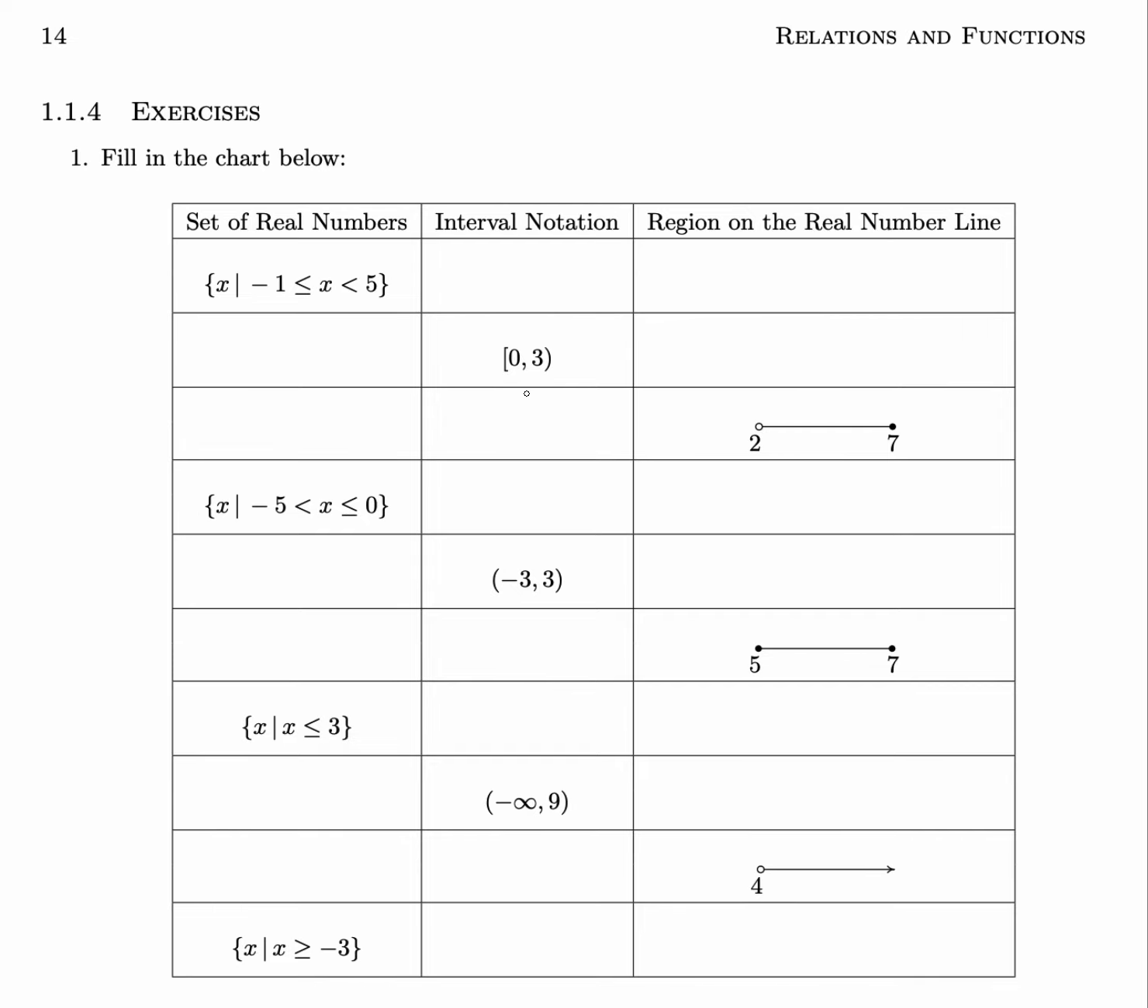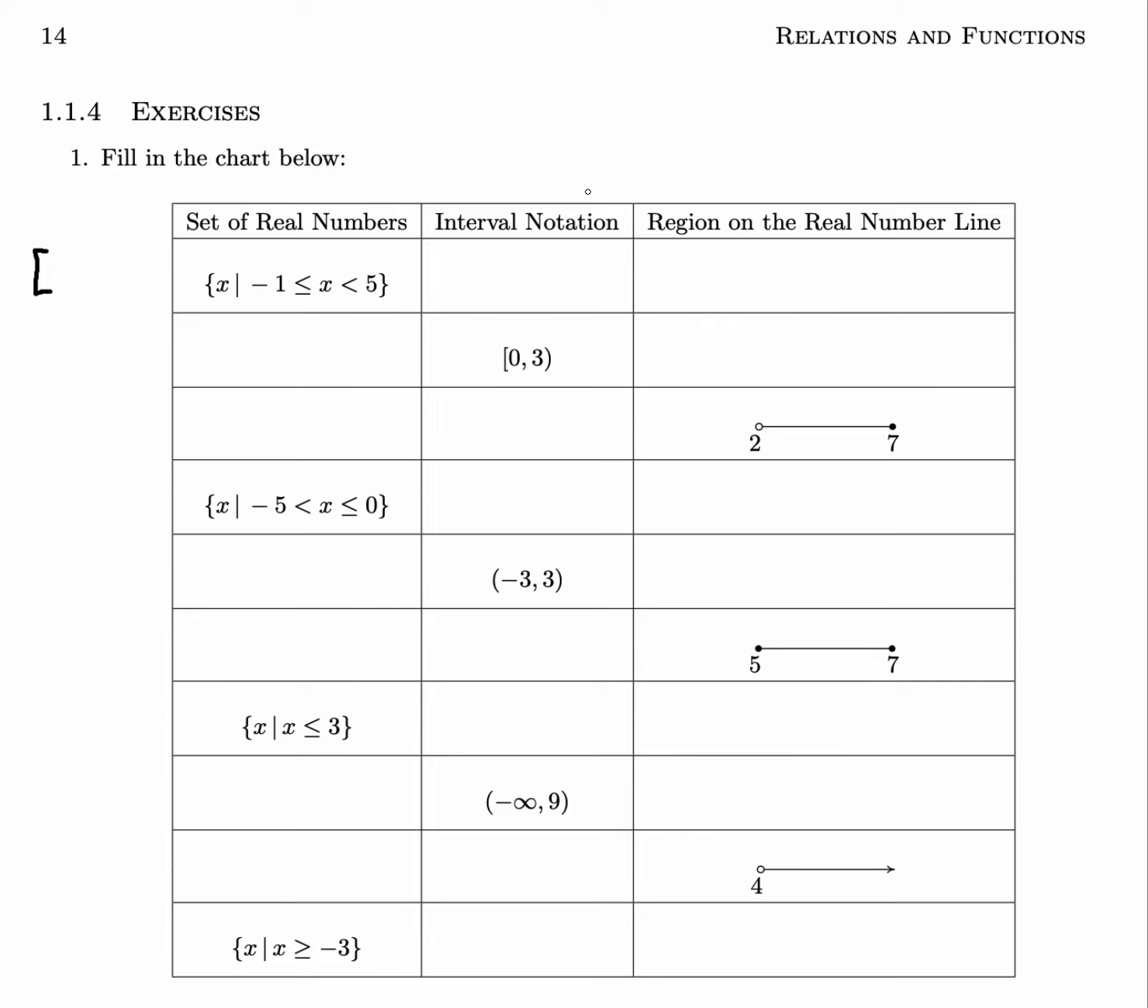Okay guys, let's look at example number one. So we're trying to find the interval notation as well as the region on the real number line given a set of real numbers. So right here we have -1 is less than or equal to x, and then x is less than 5. So first of all, if you see this equal to sign right here, this underline, that means there will be a square bracket.